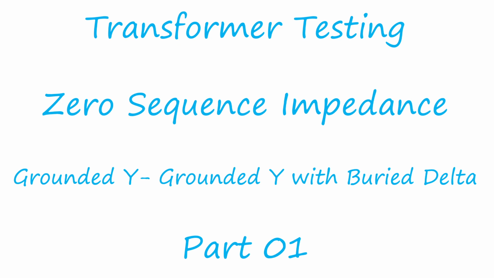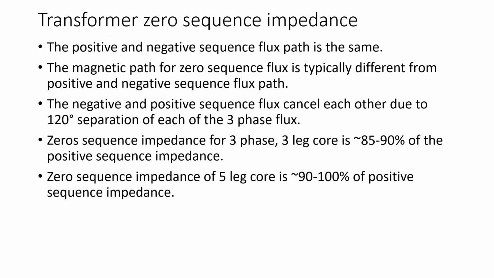So this is an important concept, especially for those in power system protection. Transformer zero sequence impedance and how it relates to positive and negative sequence impedance. The positive and negative sequence flux path is the same. The magnetic path for zero sequence flux is typically different from the positive and negative sequence flux path. The negative and positive sequence flux cancel each other due to the 120-degree separation of each of the three-phase flux.